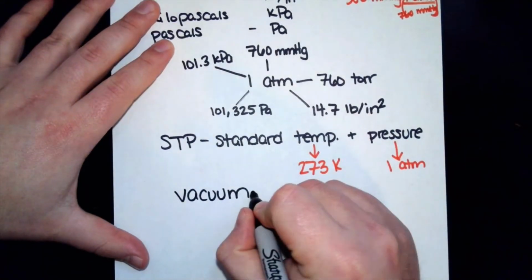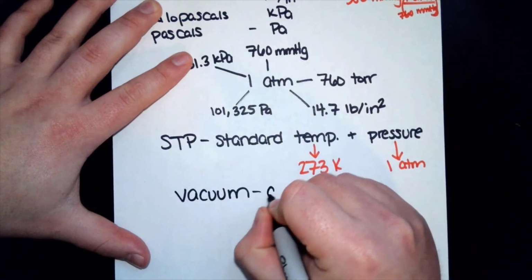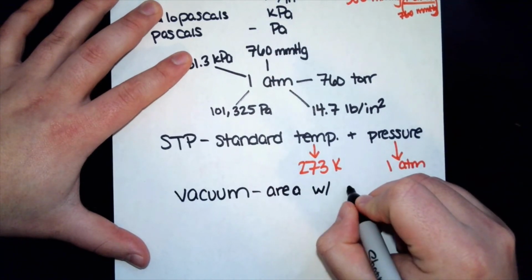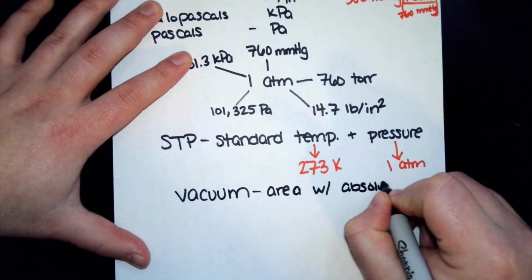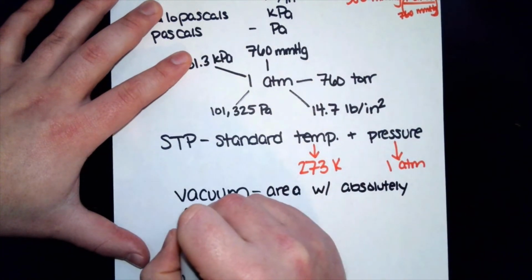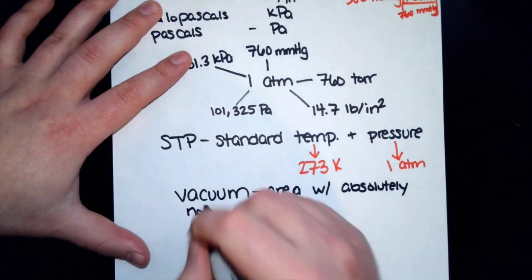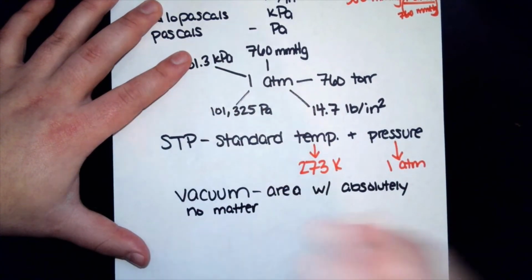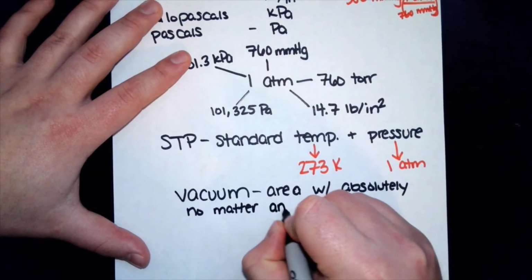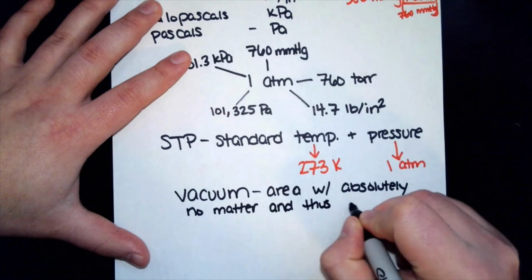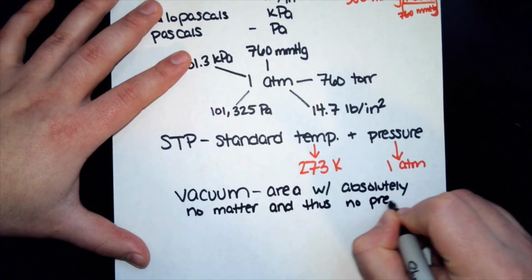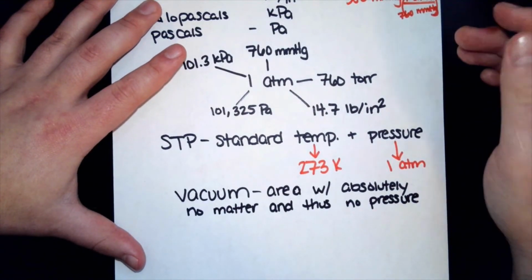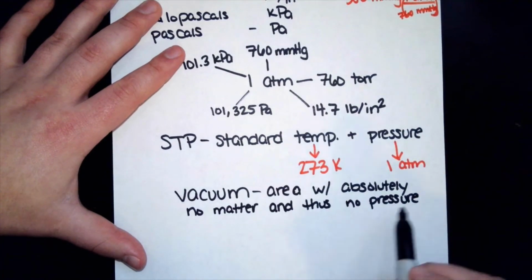But the actual definition of a vacuum is that it's an area with absolutely no matter. So absolutely no atoms, no matter, not even air, nothing at all. No matter of any kind. And since it has absolutely zero matter, that means there's no gas, and thus, no pressure. So it's an area that has absolutely zero matter of any kind, not even gas molecules, not even air at all, and thus there's zero pressure.